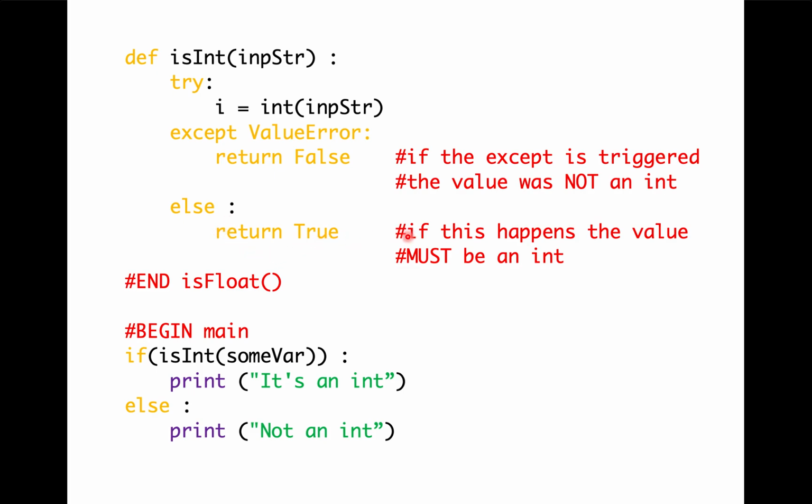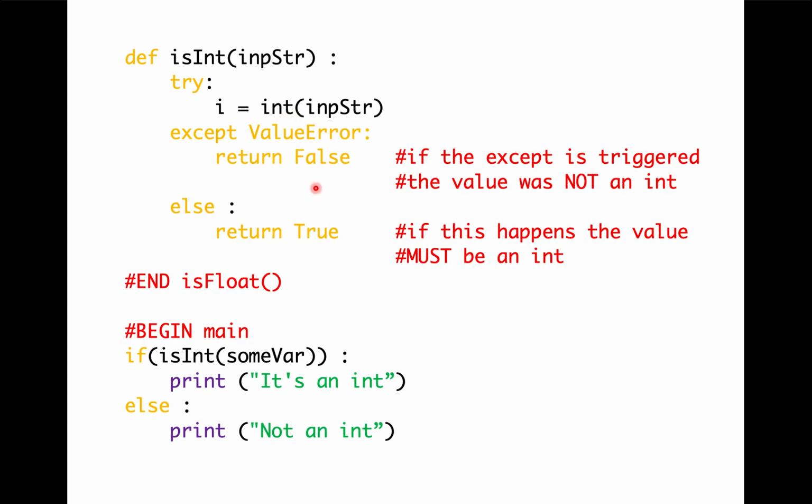So notice the comment here. If we execute the else clause, we know that the value in input string must be an integer. On the other hand, if the except clause is triggered, then that value was not an integer, because the except clause gets triggered whenever this attempt to convert to an integer fails.